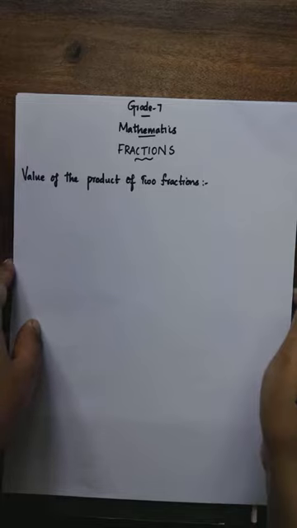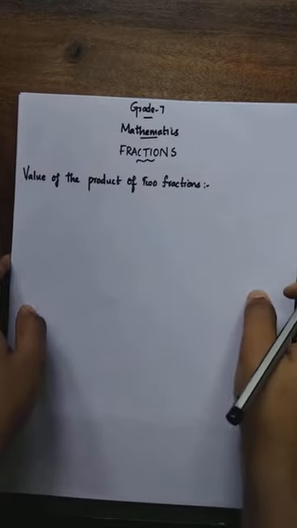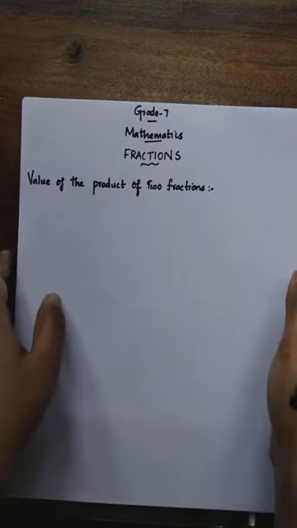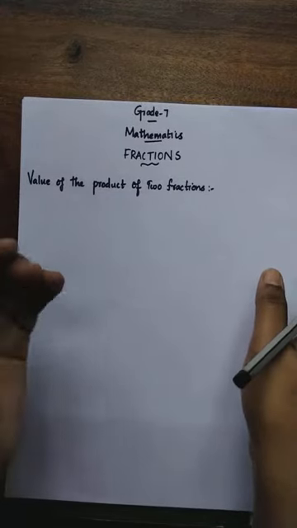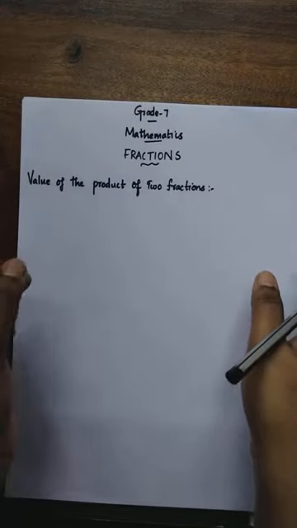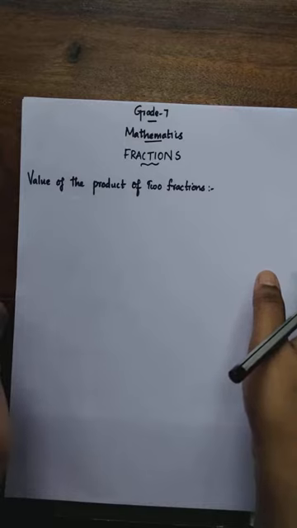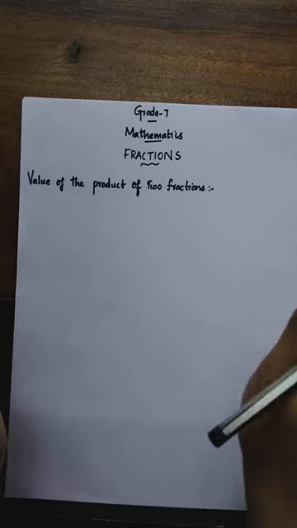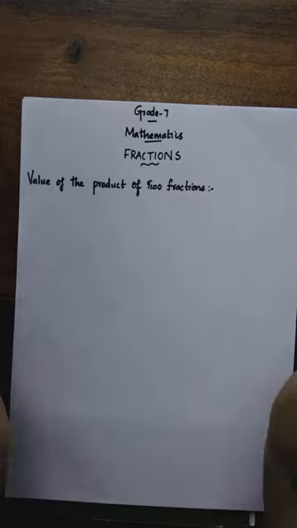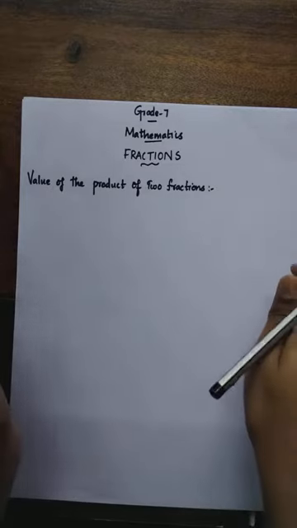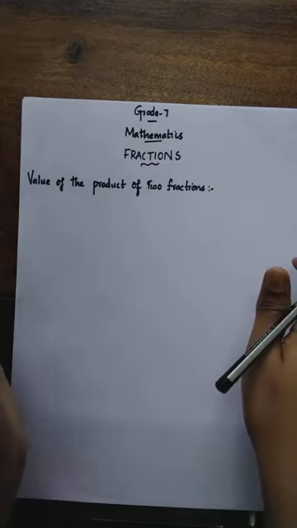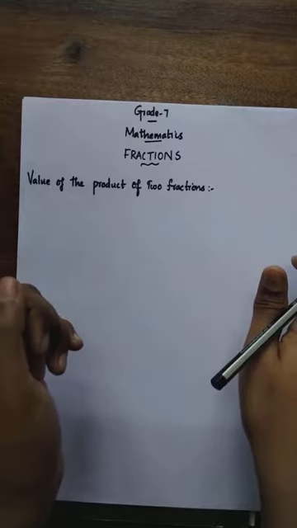Good afternoon to all. This is your mathematics session for grade 7. Our chapter name is Fractions. Under fractions, we have already learnt addition of fractions, subtraction of fractions, and multiplication of fractions. In multiplication of fractions, the last topic is the value of the product of two fractions.